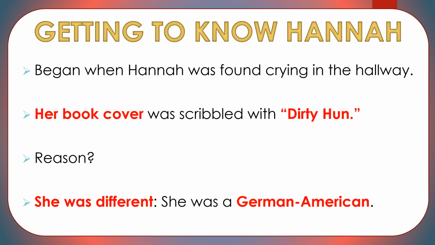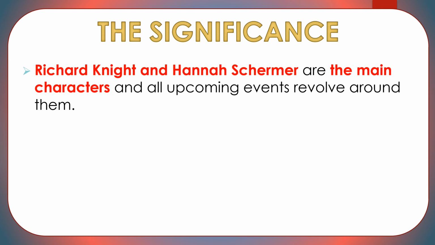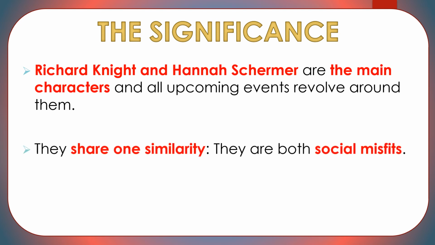So why is this small event important? Why is it so? Have you guessed? Did you see anything in common? So the significance of what I have shared earlier, right? Richard Knight and Hannah Shermer are the main characters, and all upcoming events revolve around them. They will be involved in all important events. And they share one similarity. Ada satu persamaan antara kedua-dua watak. What is it? They are both social misfits.